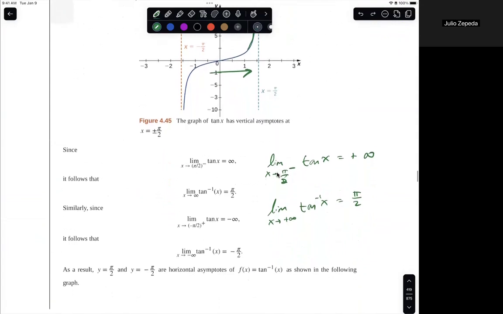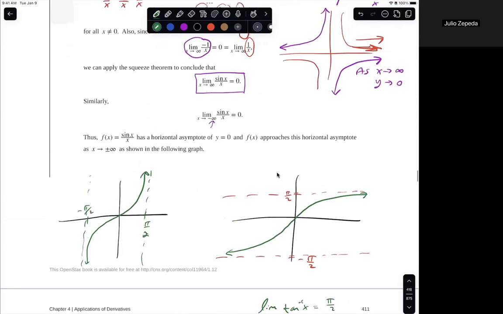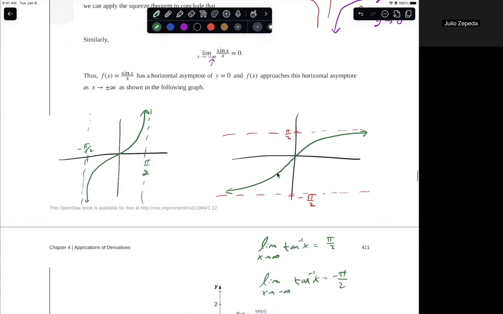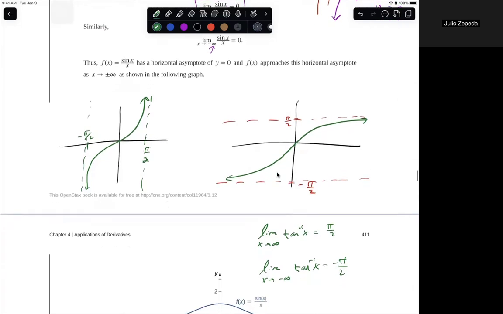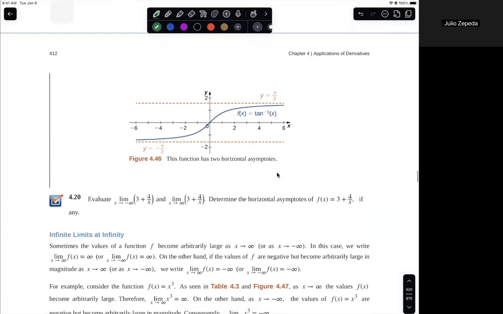All right, very good. So y equals pi over 2 and y equals negative pi over 2 are horizontal asymptotes of this tangent inverse function. And we can see clearly that a function can have multiple and different horizontal asymptotes. Okay. Oh, there it is. Nice. There's a couple of problems here that you can try on your own.